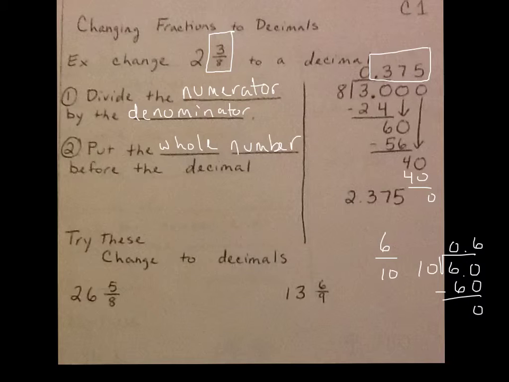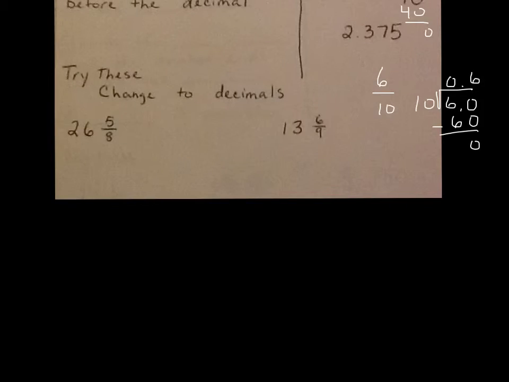You've got a couple try these right there, so give those a shot. Those are both mixed numbers, so remember, you divide the fraction first, and then you put the whole number before it when you're done. Give those a shot. Let's take a look at the first one, 26 5/8. Hopefully you've already done this. If you haven't, pause it right now and do it first.